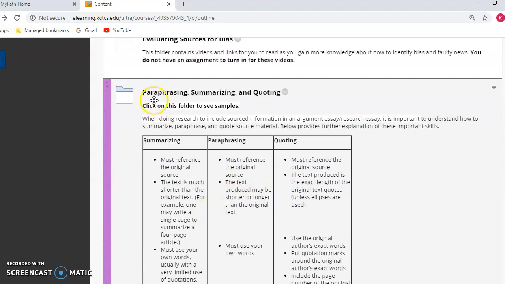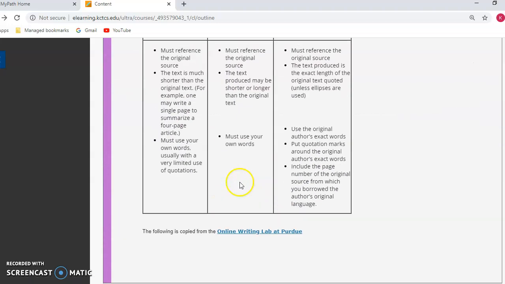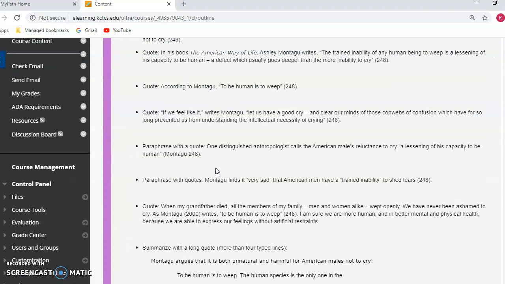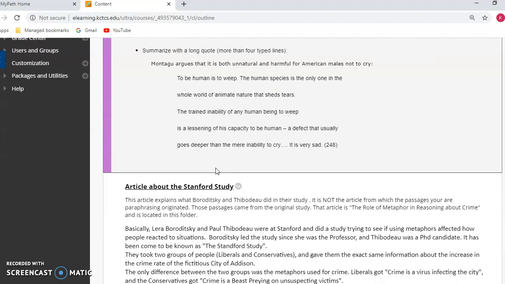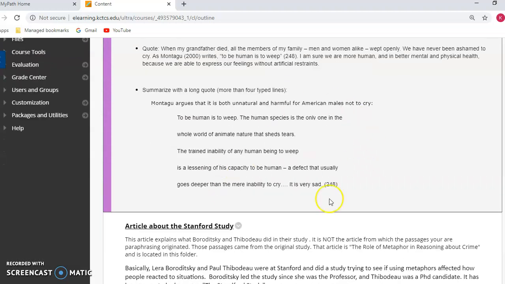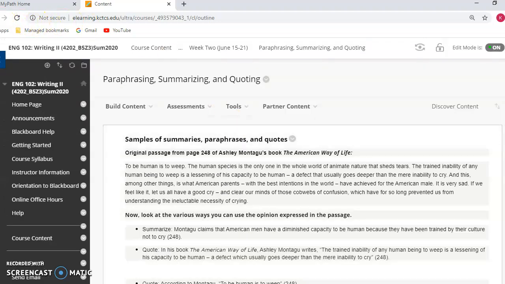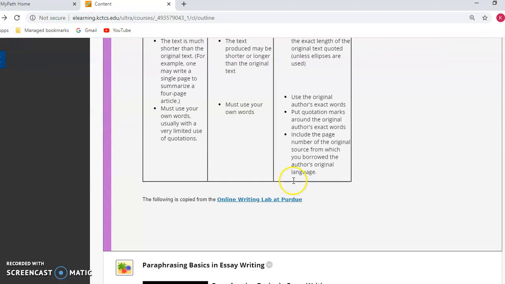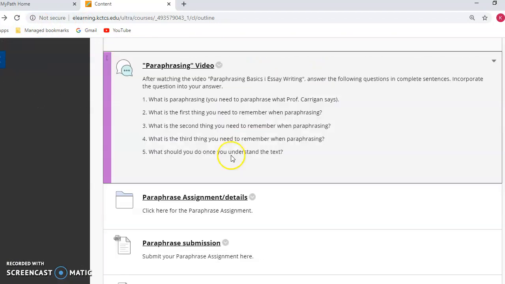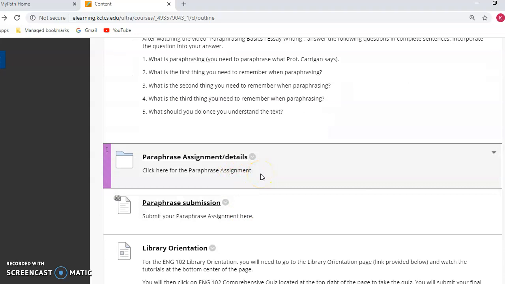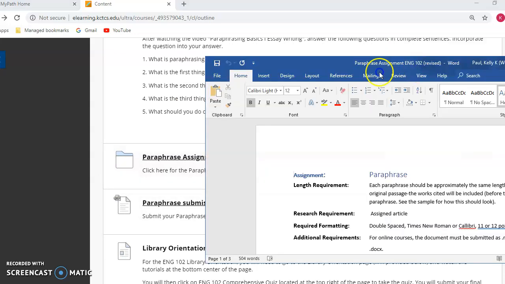Again, also we have this folder about paraphrasing, summarizing, and quoting. You will want to click here to go through and just get an idea of how we do some of these things, how we combine them. Okay, and so just kind of look through here. Again, there's no real assignment here. I'm counting on you to go through this as you have to teach yourself. Okay, but then let's go back, and this is that video you need to watch, and here's where you answer the questions. So now I'm going to go into the paraphrase assignment, and it is right here.